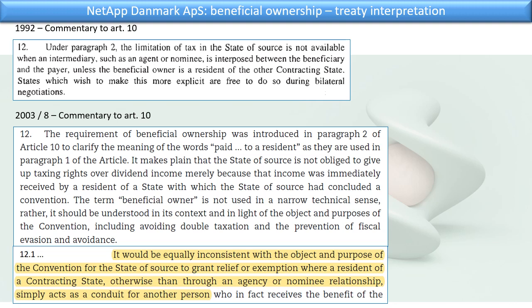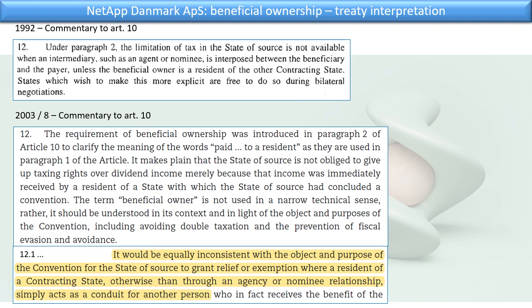And then the Supreme Court refers to paragraph 12.1, which builds further on this and says, it would be equally inconsistent with the object and purpose of the convention for the state of source to grant relief or exemption where a resident of a contracting state, otherwise than through an agency or nominee relationship, simply acts as a conduit for another person who in fact receives the benefit of the income, right? So if you were just a conduit, and the Danish tax authorities claim that Cyprus was just a conduit, then you're not entitled, or you cannot be the beneficial owner either. And on these grounds, the Danish Supreme Court basically decides, okay, you're not the beneficial owner, so you're not entitled to the benefits.